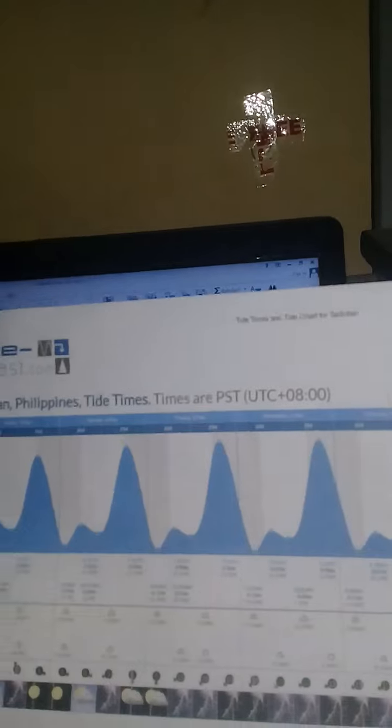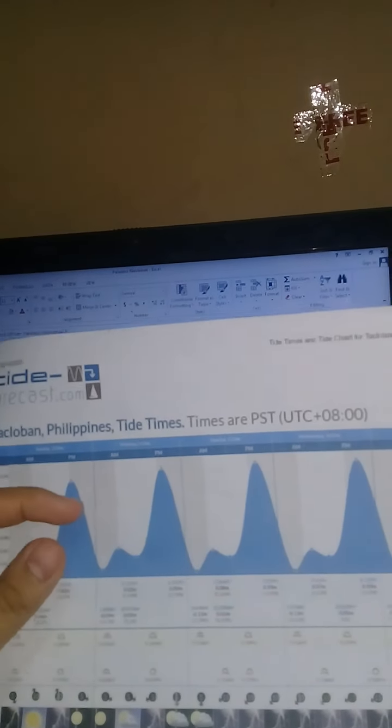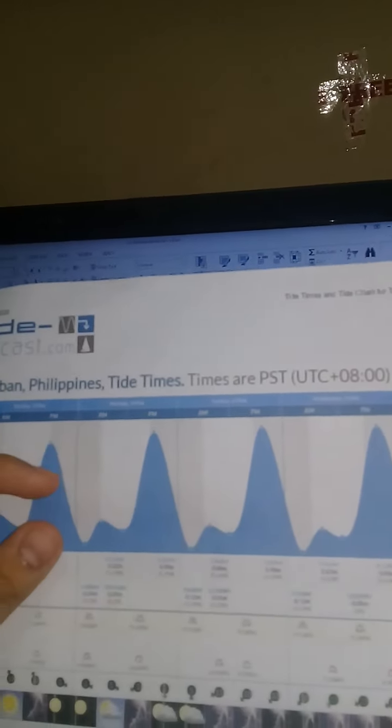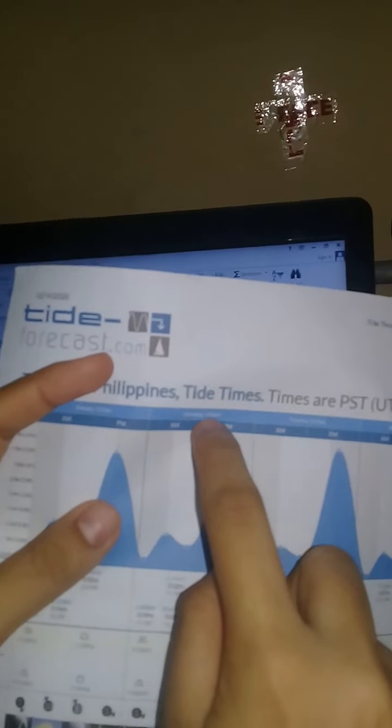And then the tide information. So this information is from this chart, this Tacloban, Philippines tide times. So this date is December 14. So you can see here, Monday, December 14. These are the information here, the high tide and the low tide.